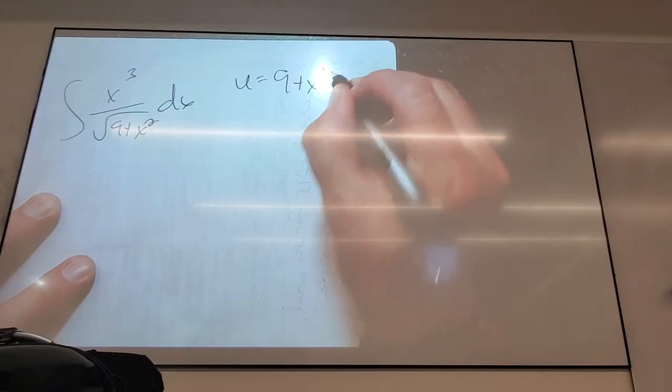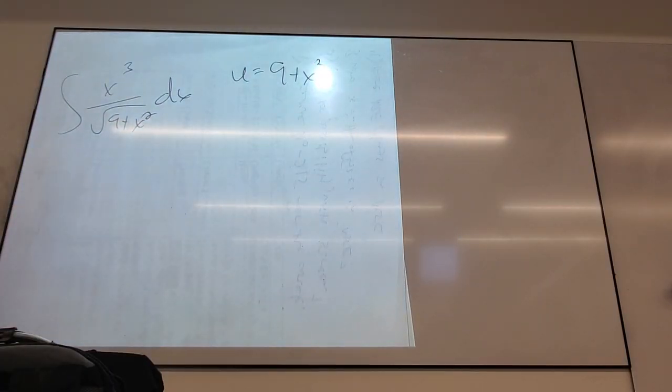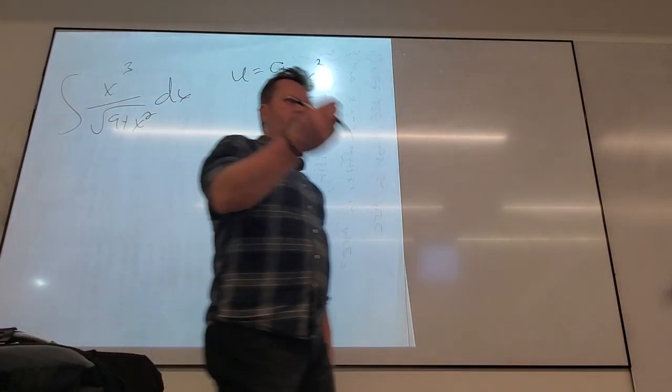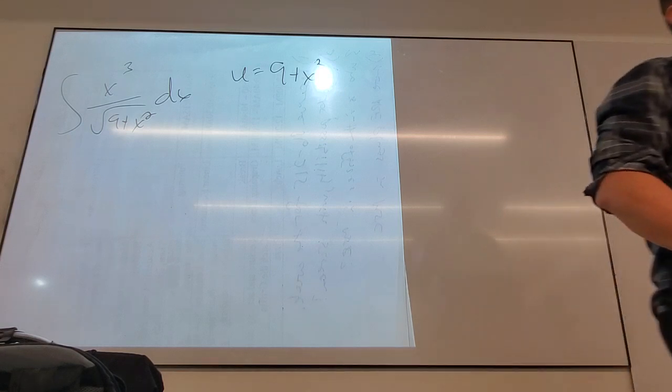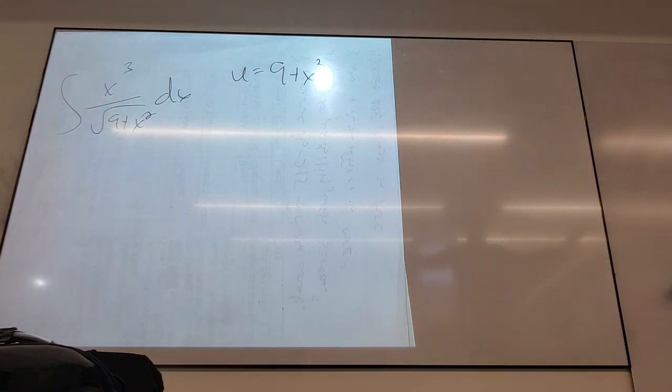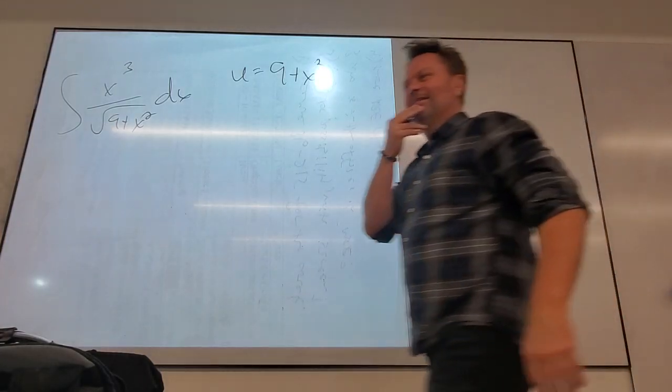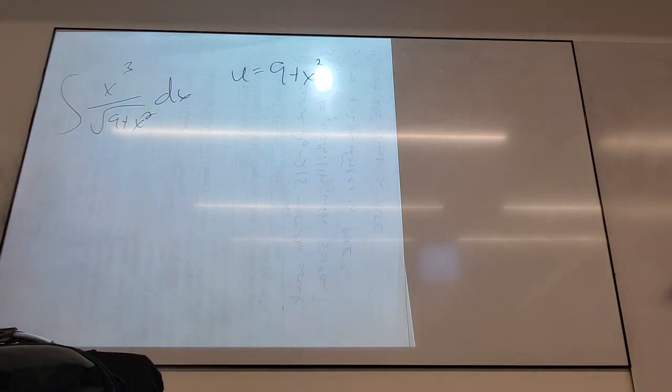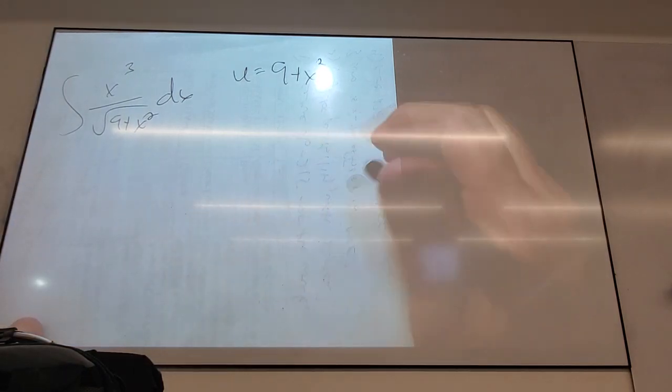How would I start to do u sub? What would you make u equal to? What's the only thing that really makes sense? 9 plus x squared. Isn't that the thing that's stuck? Isn't it stuck twice over? Isn't it stuck on the bottom? And it's stuck inside of a radical. And 98% of the time, what do you let u equal? The piece that's stuck somewhere. Not all the time. 98% of the time, it works.